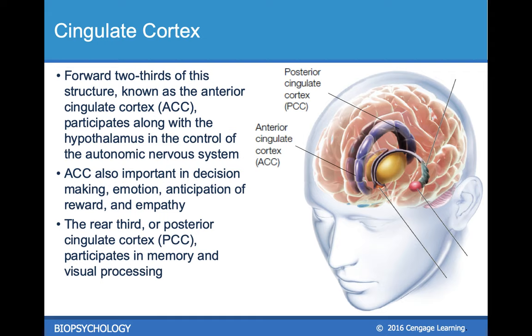All right, and then we have our cingulate cortex, which is broken down into two sections, the anterior and posterior. The forward two-thirds is known as anterior. Anterior means front. It participates with the hypothalamus in the control of the autonomic nervous system. The anterior cingulate cortex is also important for decision making, emotion, anticipation of reward, as well as empathy. And then the back third is called the posterior cingulate cortex, which participates in memory and visual processing. The posterior is closer to the hippocampus, and the anterior is closer to the hypothalamus.